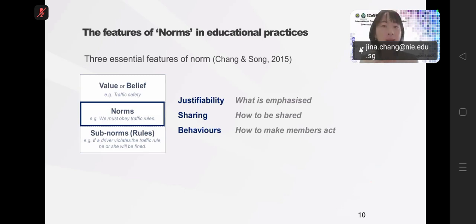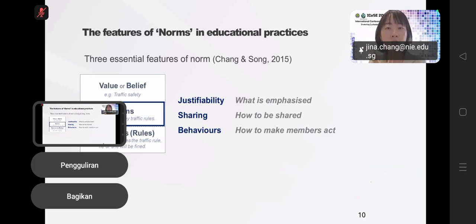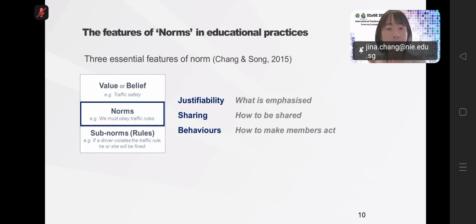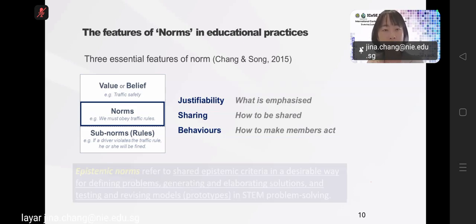So to define and capture the norm, we extracted three essential features of norm. First, every norm has justifiability: there is something emphasized to students. Second, these norms should be shared in a community. Third, the norms guide concrete behavior. It makes member students act in a specific way.